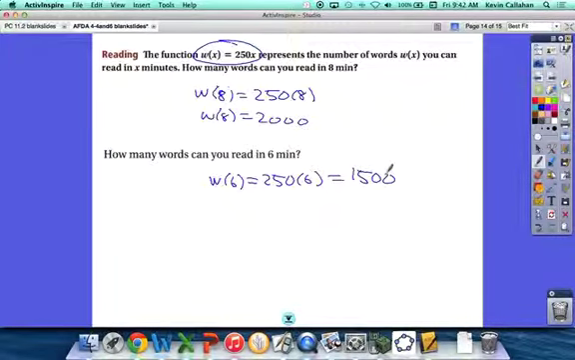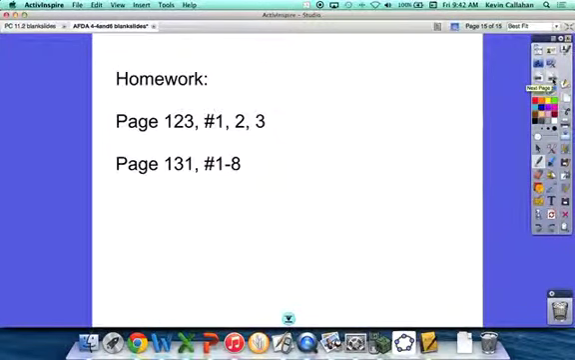Okay, so that is the lesson for today, right? The first few were graphing, making a table of values, doing some graphs. The next few are domain, range, function notation.